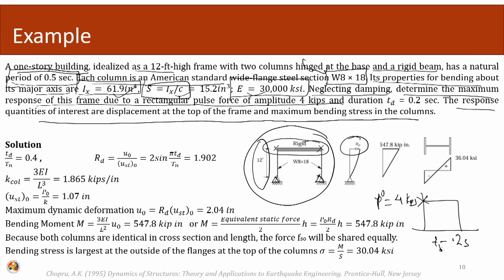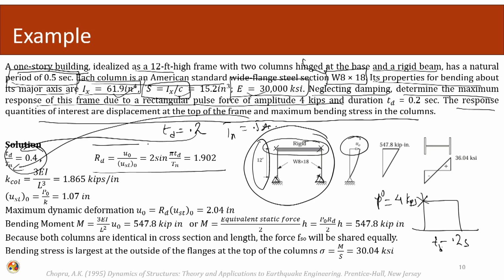We have been given Td equals 0.2, and Tn is 0.5 second. First of all, we evaluate the ratio of Td over Tn. We put in the values of Td and Tn, and we get the ratio of 0.4. We know the equation for the maximum response. The equation for the maximum response is this one. From there we calculate the maximum response ratio.